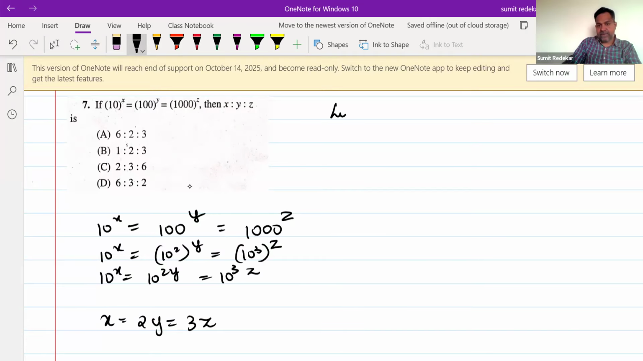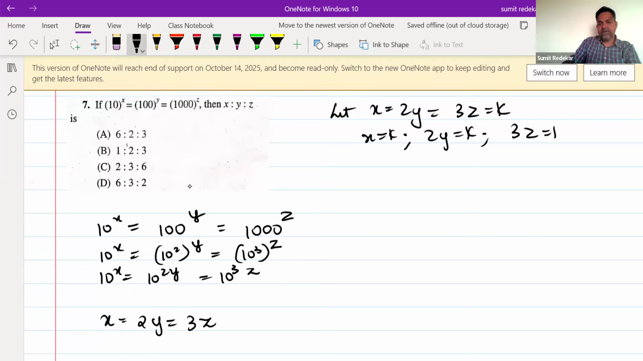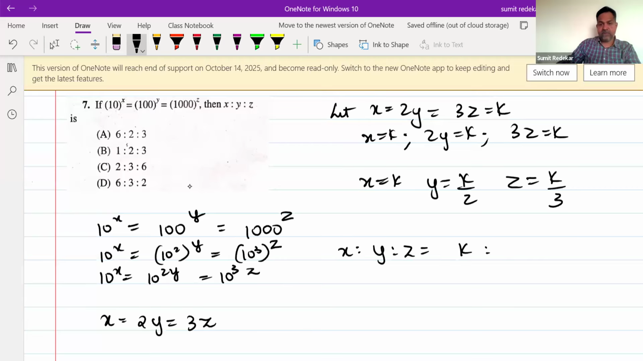तो I'm going to say, let what, ये जो x है ना, जो 2y है, जो 3z है, let it be equal to k. तो x k बन जाता है, 2y भी k बन जाता है और 3z भी k बन जाता है. तो x तो k है ही, y k/2 हो जाता है और z k/3 हो जाता है. एक बार वो हो जाए, then we say you want a ratio between x, y and z. The ratio between x, y and z is x is k, y is k/2 and z is k/3.